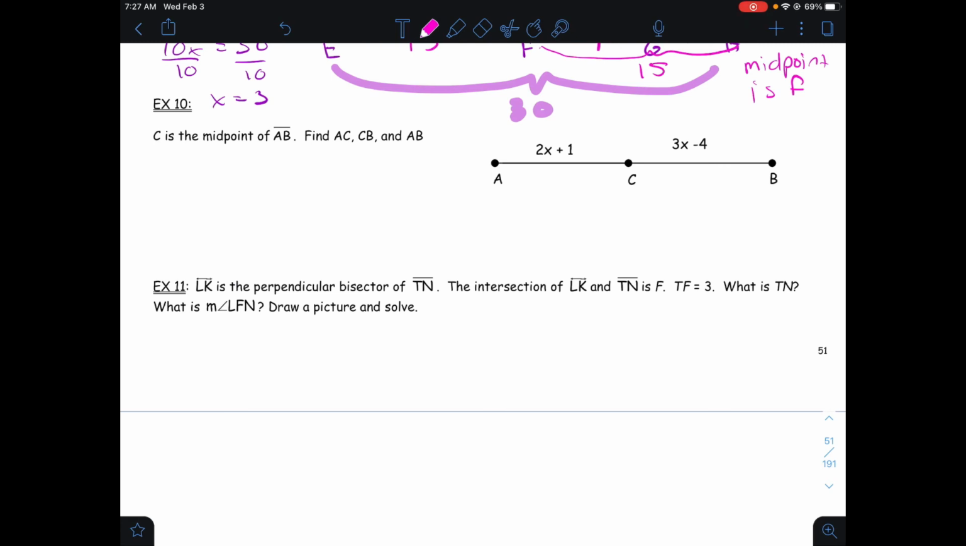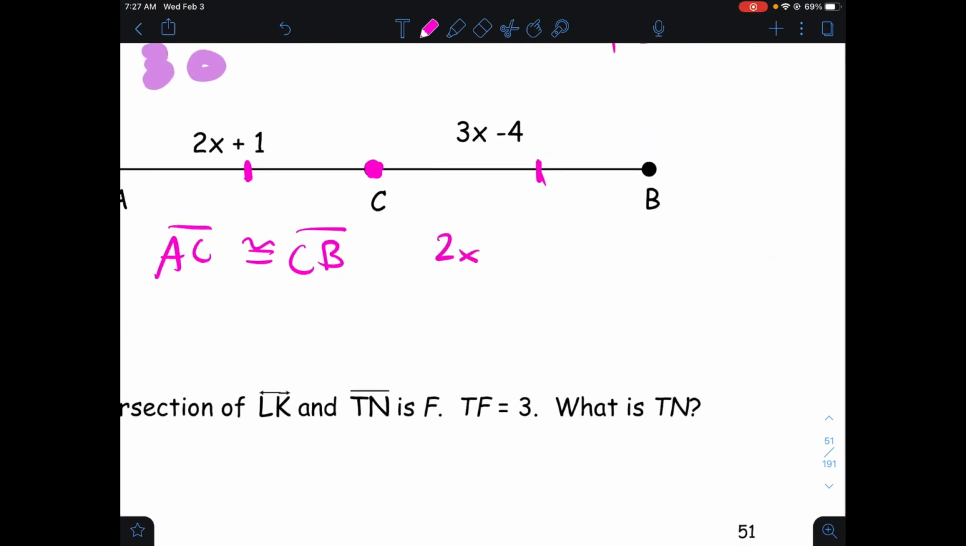Holy smokes. All right. So first, important piece of information. C is the midpoint here. So if C is the midpoint, that means that it splits AB into 2 congruent parts. So we know that AC is going to be congruent to CB. So since we know that, we can set these equal to each other. So we'll say 2x plus 1 equals 3x minus 4. We'll do minus 2x, add the 4 over, and we end up with x equals 5.